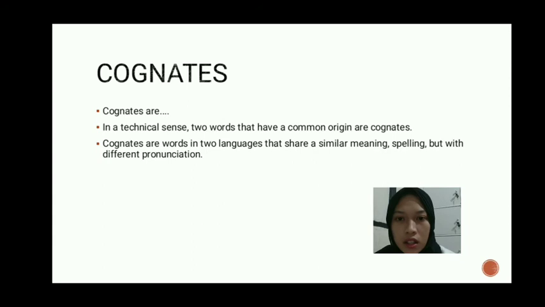Cognates are, in a technical sense, two words that have a common origin. Cognates are words in two languages that share a similar meaning and spelling, but with different pronunciation.